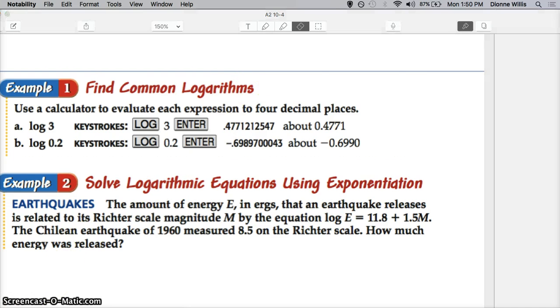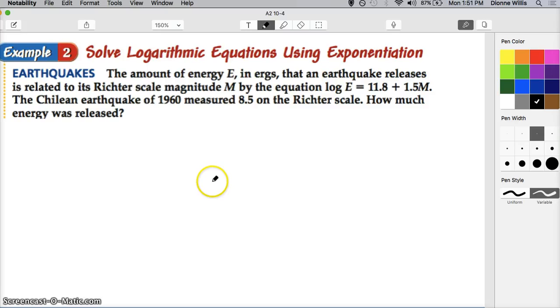Let's look at example 2. Here in example 2, we're checking out how the logarithmic equation is being used, in this case with the Richter scale and earthquakes.